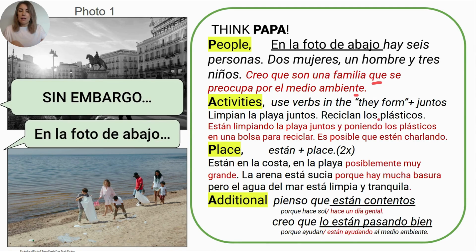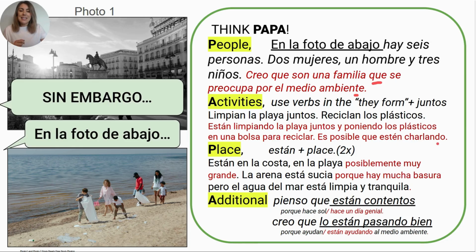And they recycle plastic, reciclan los plásticos. 2 things. Cool. Now, higher. Están limpiando la playa juntos y poniendo los plásticos en una bolsa para reciclar. They are cleaning the beach together and putting the plastics or the plastic bits inside a bag to recycle them. That's an assumption, okay? But it works and it's vocabulary we know.